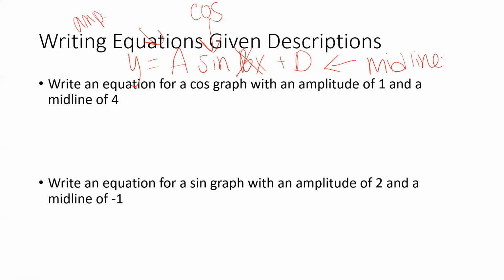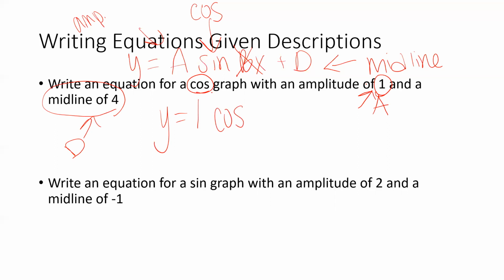If they're giving us a description, like this first one, it says write an equation for a cosine graph with an amplitude of 1 and a midline of 4. Here, they tell us our amplitude is 1, so that's going to be my a value, because my a value stands for amplitude. Here they say we have a midline of 4. Midline is my d value, so now I know that my d value is going to be a 4. And then right here they say cosine, so I know that my trig equation is going to be a cosine. So filling this out, y equals a, which stands for my amplitude, which is 1. And then I'm going to put cosine in there because we know it's a cosine graph.